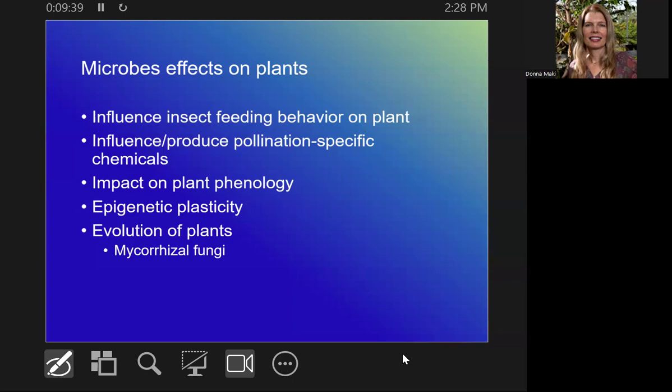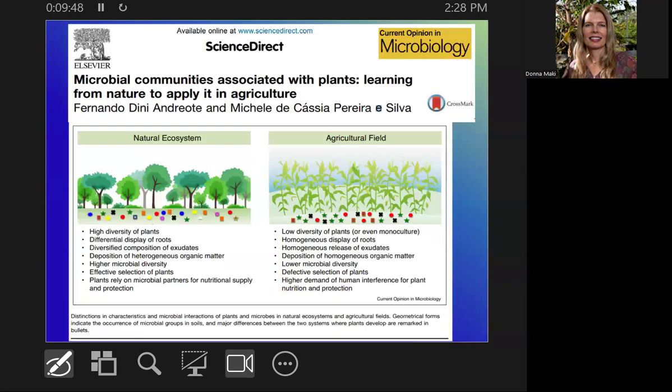So we've gone through this, a lot of this you've seen. But now let's think about how they are considering this interaction and applying it more toward agriculture. This is a published paper where they're proposing we need to look to nature to figure out how we can do it better in agriculture. And so this was the idea of, okay, if you have a healthy ecosystem, you tend to have high diversity of plants.